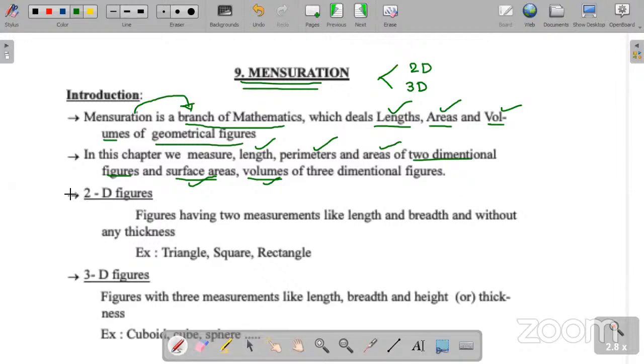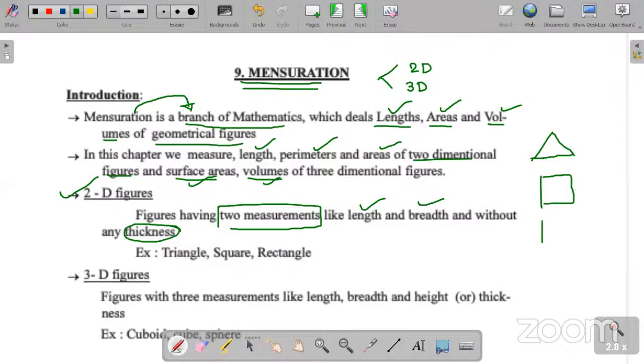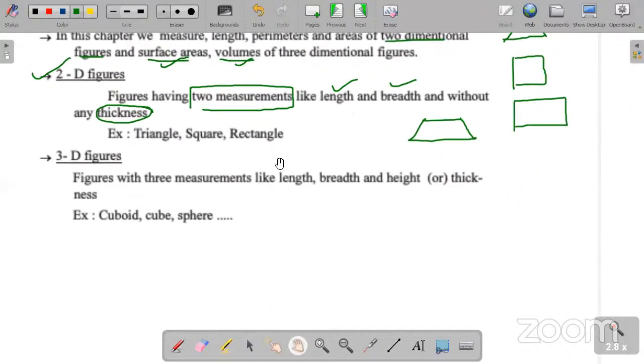So what are the 2D figures? 2D figures are figures having two dimensions, that means two measurements like length and breadth, without thickness. So that means neglecting the thickness. If it has only two dimensions, then it is called a two-dimensional figure. Example, triangle. Triangle is a two-dimensional figure. Square is a two-dimensional figure. Rectangle is also a two-dimensional figure. Even trapezium is also a two-dimensional figure. Clear? So next, let us move to 3D figures.